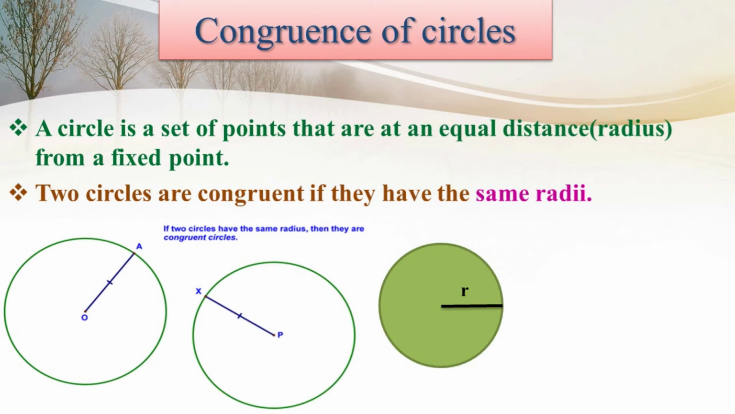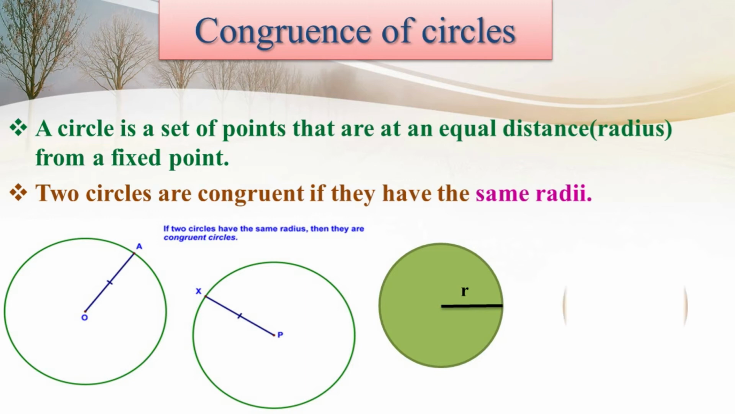These are the two circles. Look at the radius. They have given in the picture that a line is mentioned in each circle, which means the radius of the two circles are equal. If two circles have the same radius, then they are congruent circles.